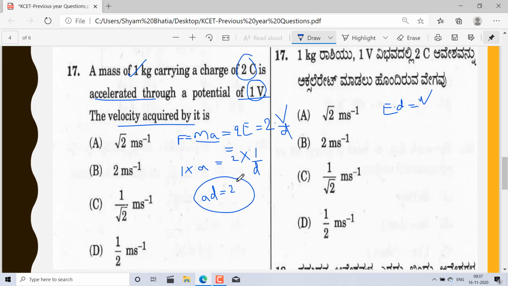And the third equation of motion, you know, v square is equal to u square, and tell me again what?